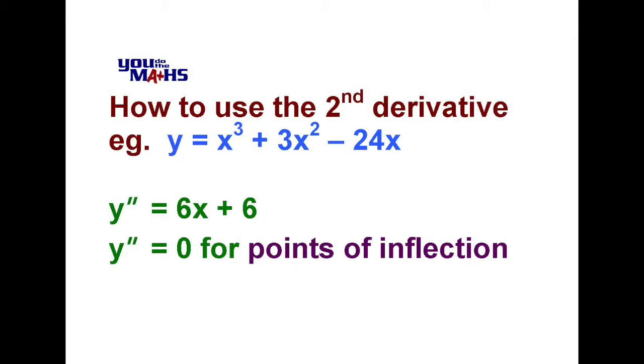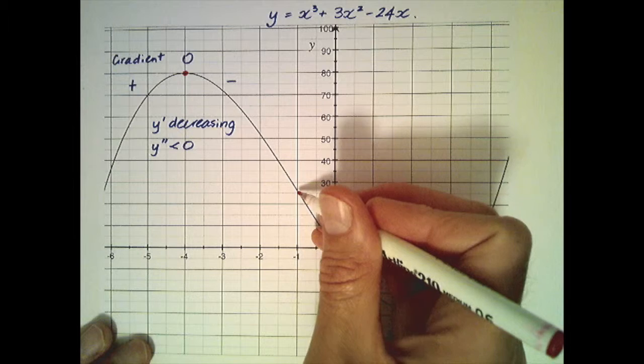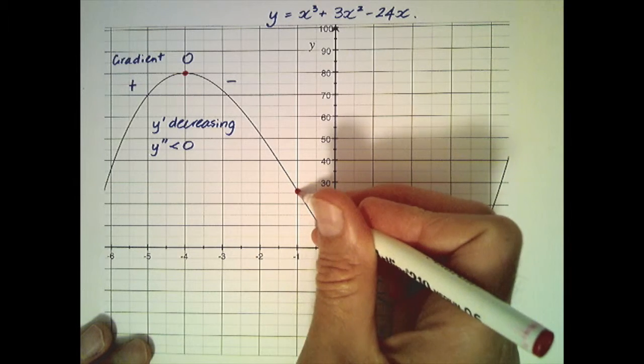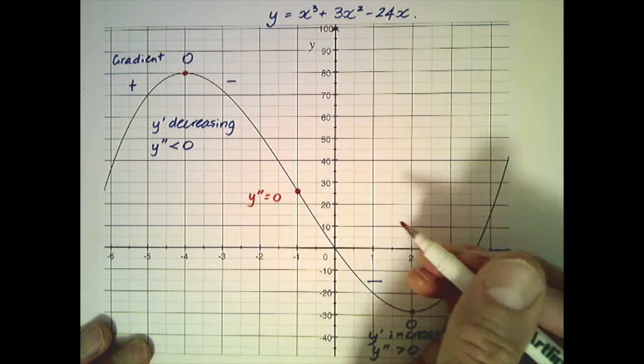To assist us to find another feature on the graph, in this case the point of inflection, we can put the second derivative equal to 0. When we solve that, we find that x is equal to -1 in this case, and that means that a point of inflection may occur at x equals -1. Let's investigate further at x equals -1. There's the point on the graph. And at this particular point, we know the second derivative is equal to 0.